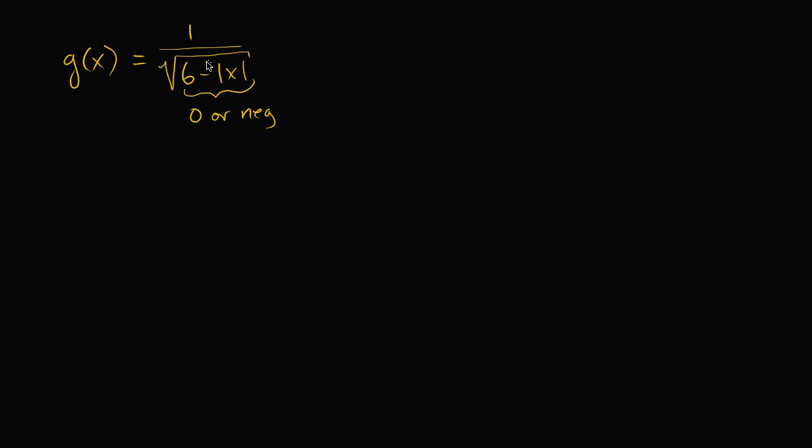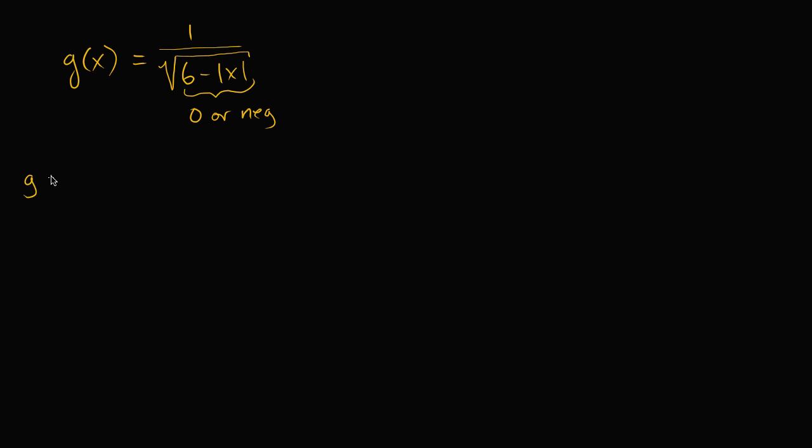And if what you have under the radical is negative, then the principal root isn't defined for a negative number, or at least the classic principal root isn't defined for a negative number. So if 6 minus the absolute value of x is 0 or negative, this thing isn't going to be defined. Or another way to think about it is, when is it going to be defined.